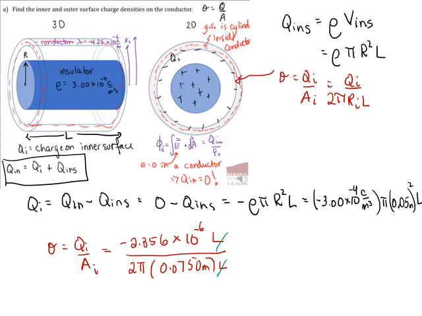So we see that our L's cancel and we're left with our charge density equals minus 5.00 times 10 to the minus 6 coulombs per meter squared, or minus 5 microcoulombs per meter squared. This is an area charge density because it's charge over area. So there's my charge density on the inner surface. Next we'll do the outer surface.